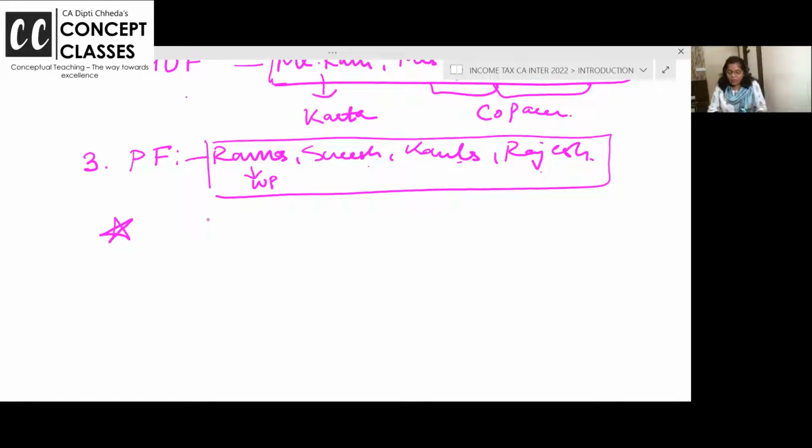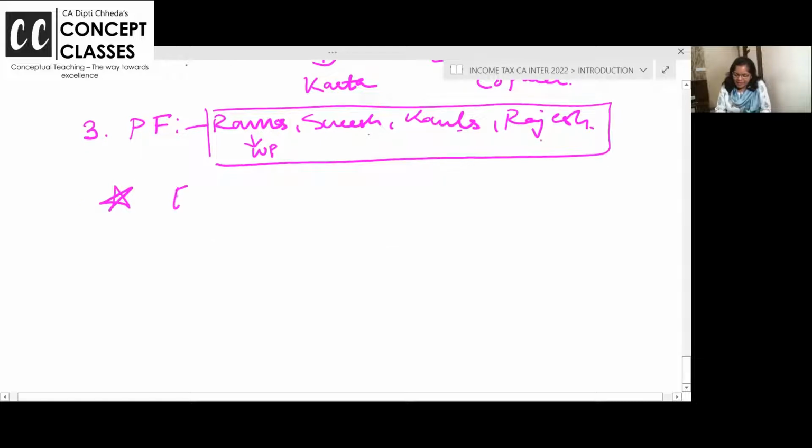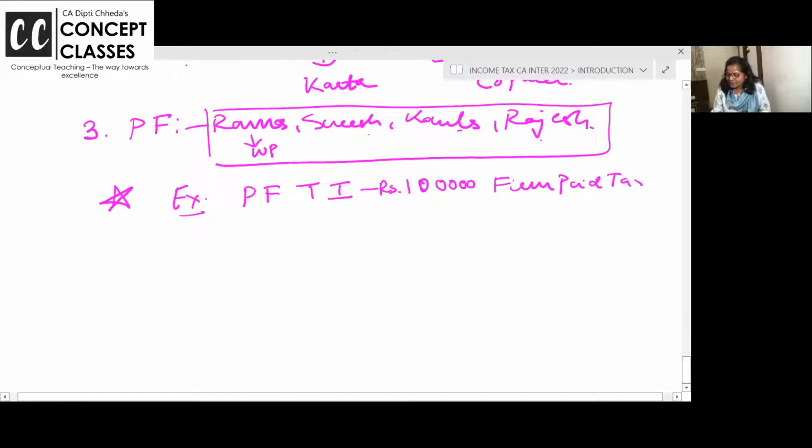Now coming back to, is the partnership firm liable to pay tax? Yes. Please write an example here. Partnership firm's TI, total income, is 1 lakh rupees. The firm has already paid tax as a person.